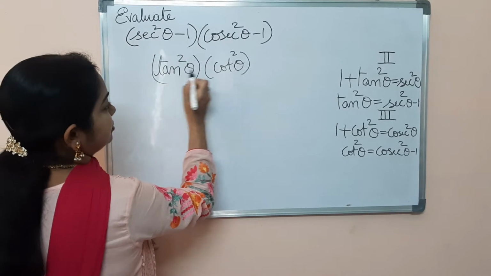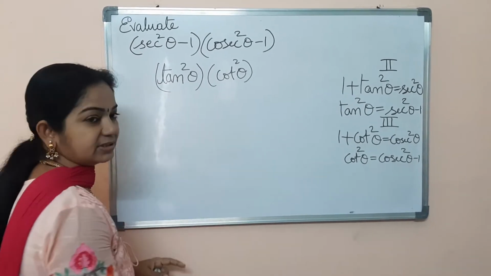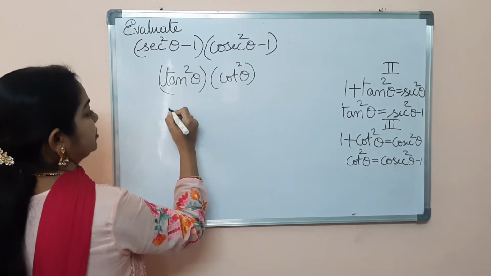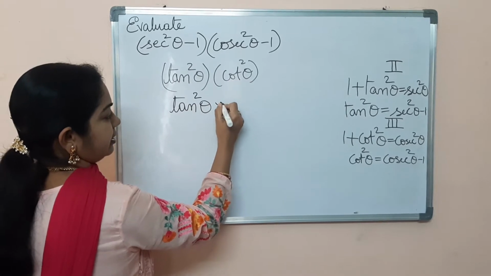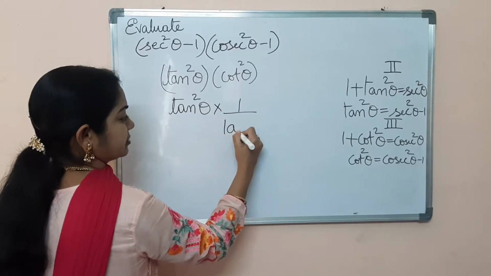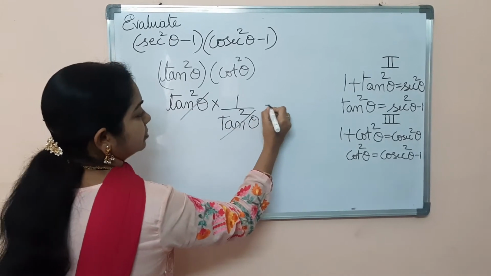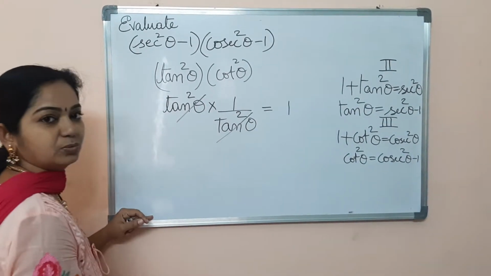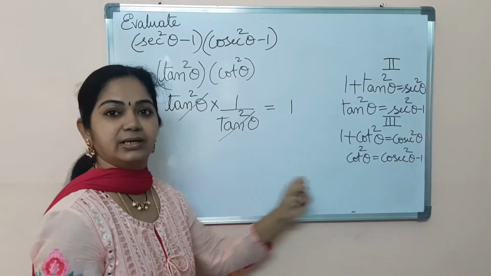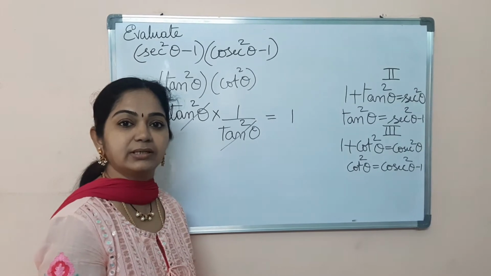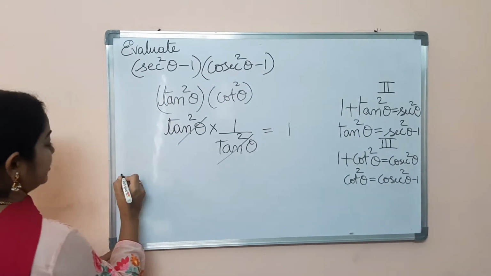Here when we look at these two, as we told in our previous class, they are reciprocal to each other. Cot square theta I can write as 1 by tan square theta. So you cancel it vertically and it comes to 1. Now we evaluated this problem to 1 using the identities. This is one problem in the textbook, and let us go for the other problem.